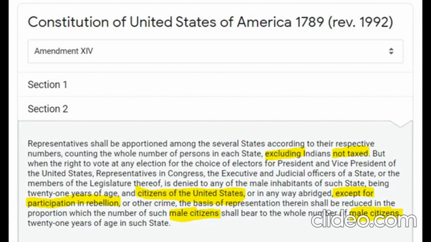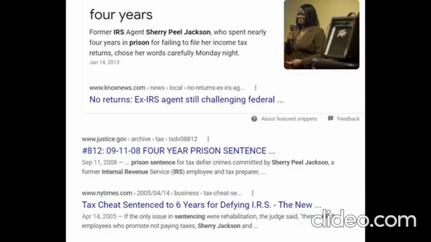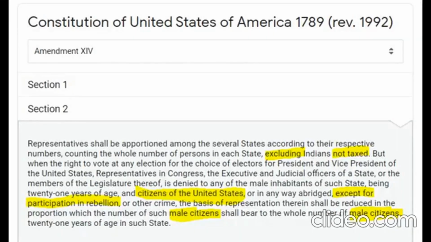A person by law is not a people. A person is a citizen of the United States. There are people and there are citizens of the United States, and they are not the same. I learned about this through the IRS story of Sherry Peel Jackson, and she was right. The people of the United States are not obligated to pay the IRS, but she learned the hard way, spending 4 years in jail, that she is not a people, but a citizen.